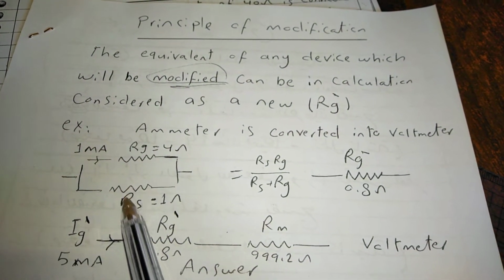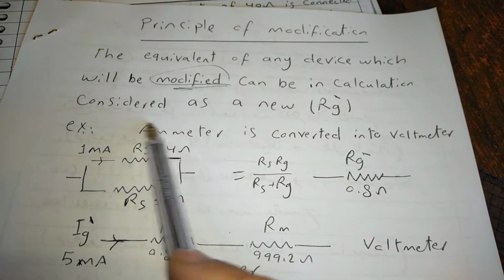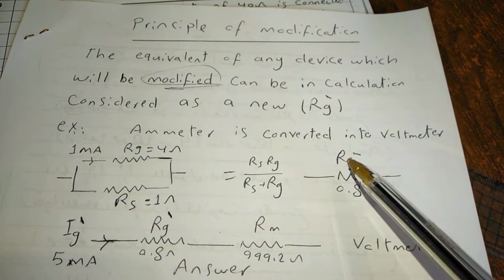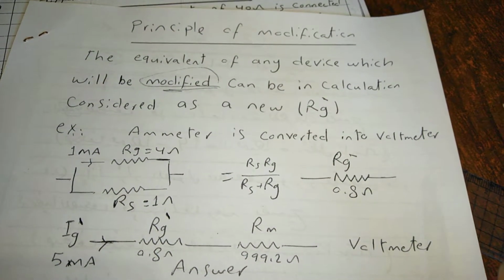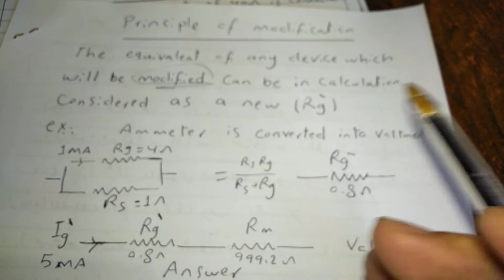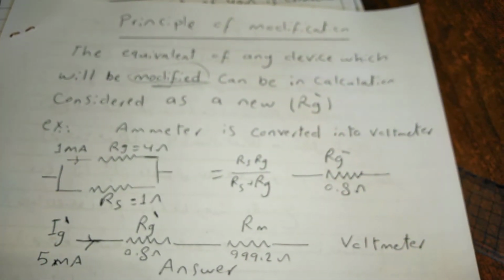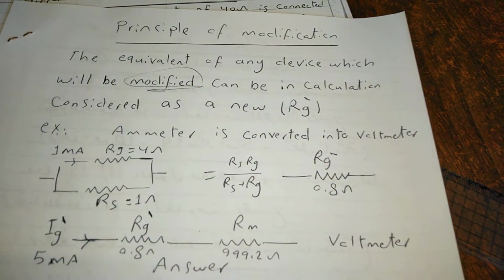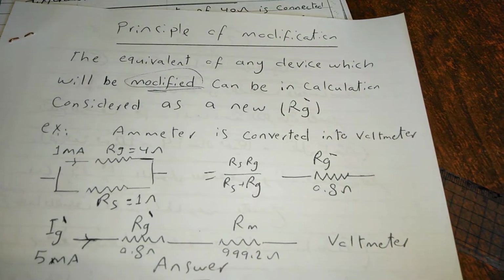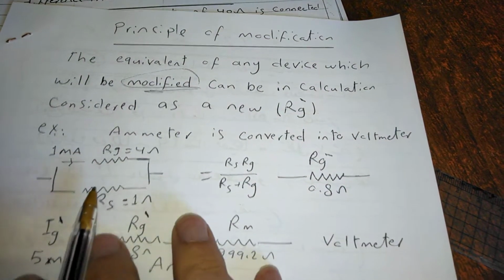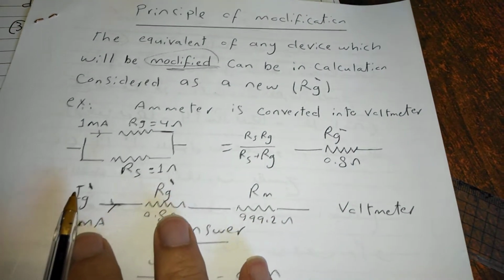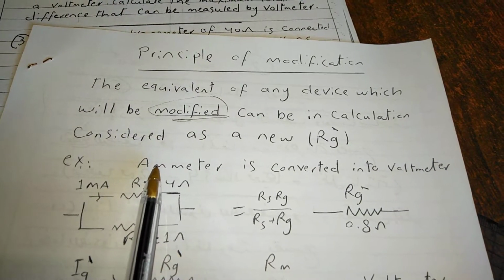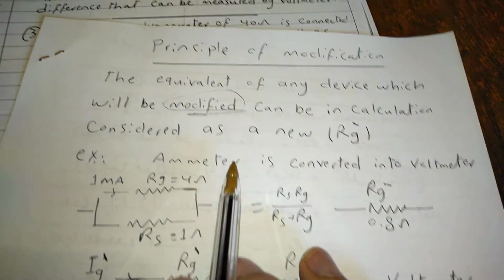I modify the connection for the equivalent of the ammeter, and I have to collect it as a new RG in my calculation. That's why you may find a device such as an ammeter or voltmeter, and in the answer he substituted for RG. Why? Because the equivalent is considered RG in calculation. Let's have an example that clarifies the conversion of an ammeter into a voltmeter.